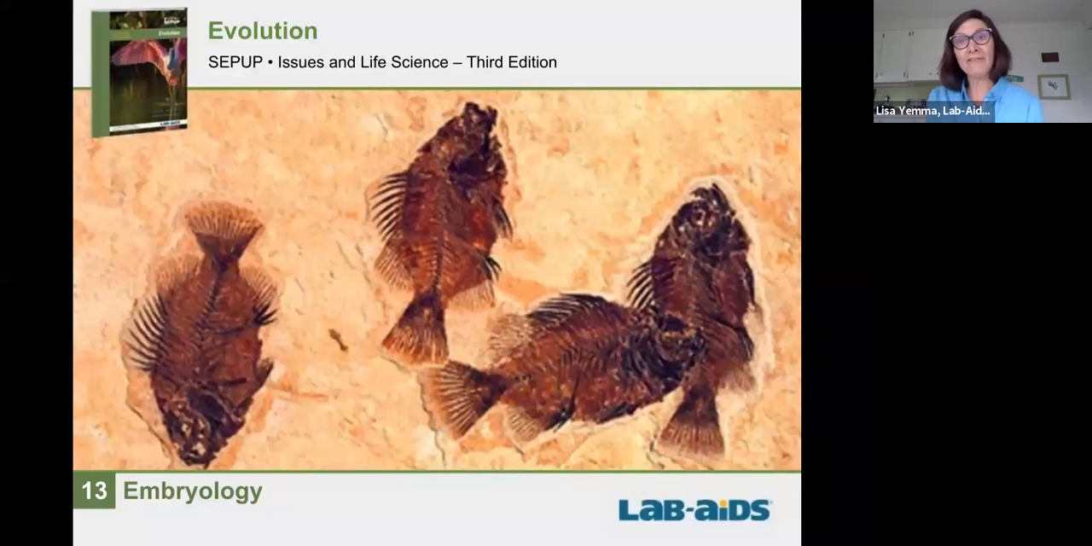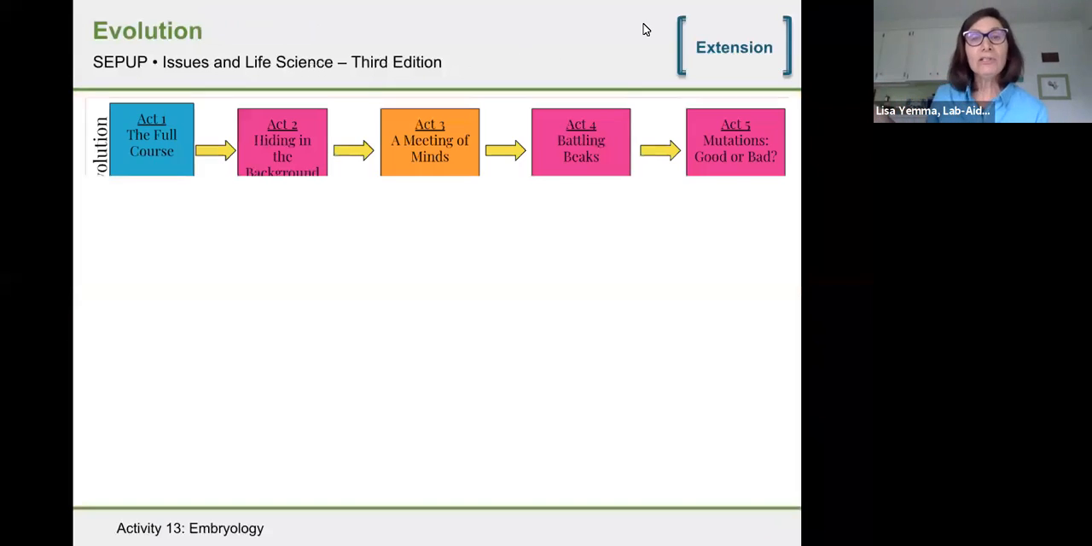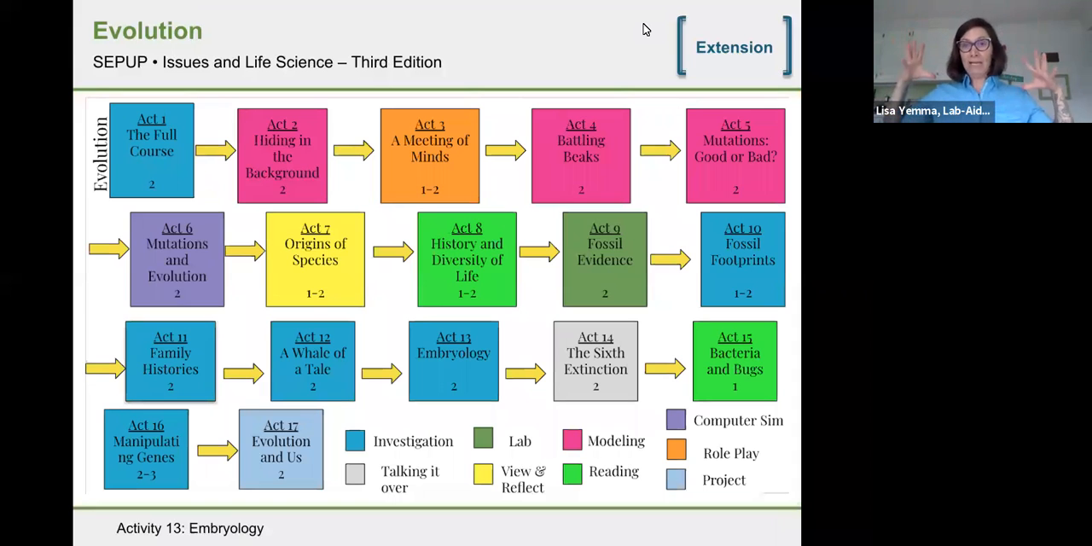13 in our evolution unit. So our evolution unit, if you look at it in the big picture, standing back, it's 17 activities. You'll see I've color coded it by the type of activity.